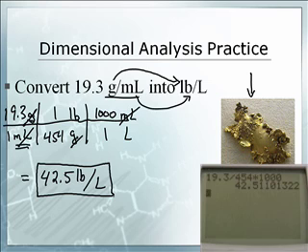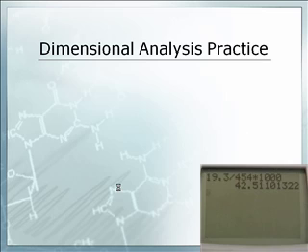Wow. My son weighs about 42 pounds. He's not a liter. He's a lot bigger than that. But gold is one of the most dense things that exists, so that's not totally surprising to me. So a liter of gold would weigh 42 pounds. Wow. That's a lot. That's quite a bit.